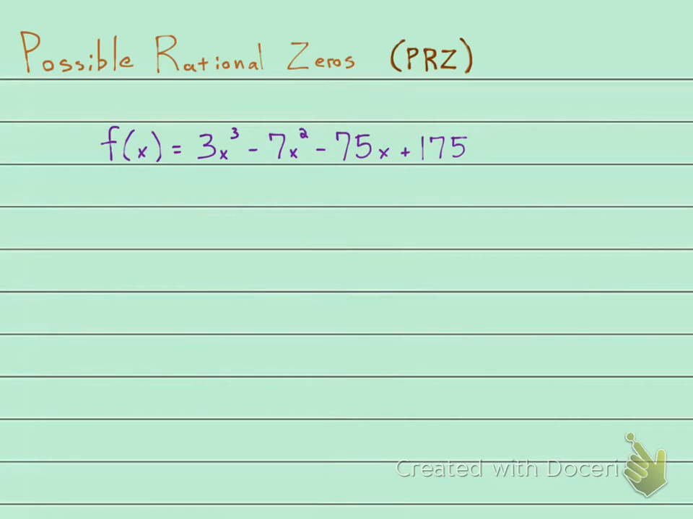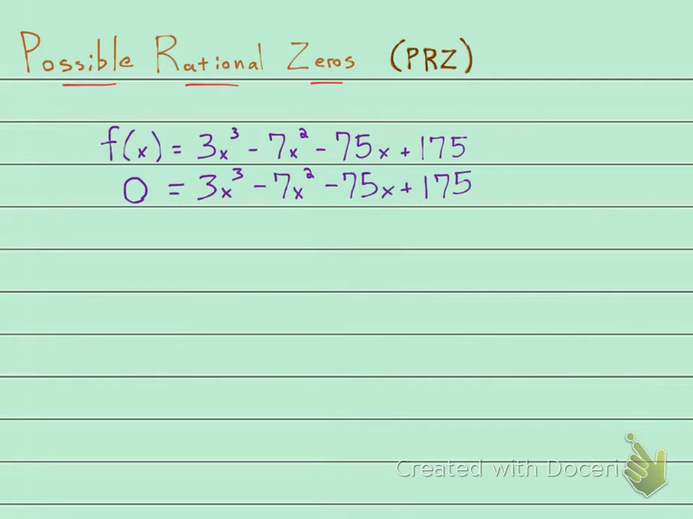All right, let's talk about the possible rational zeros, also known as the PRZs. When we have a function like this, in this case it has a degree of 3, it's not going to be very easy to factor. So if we want to find the zeros, first we're going to list all of the possible rational zeros, and we can do that using something called the rational zero theorem.